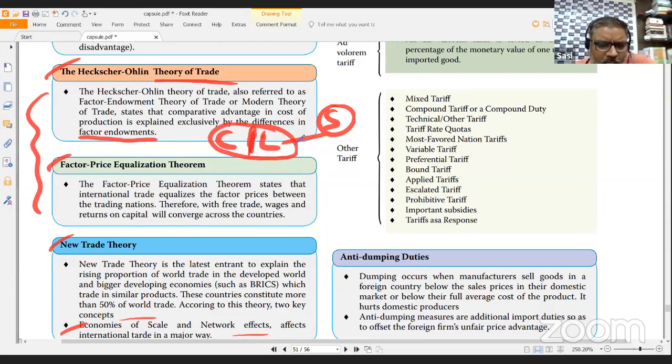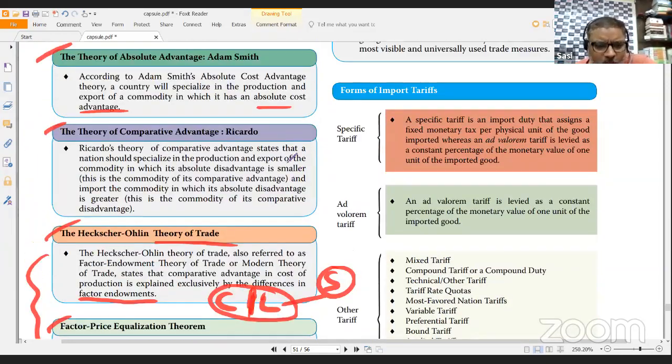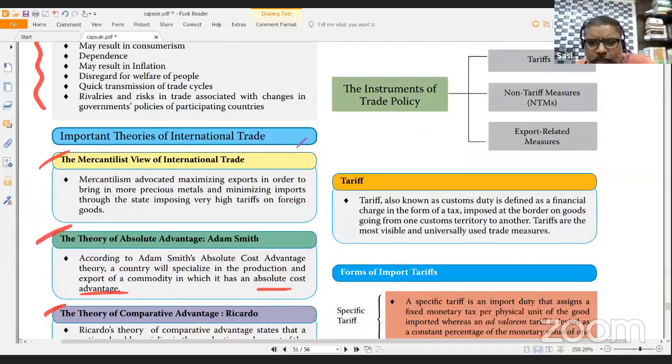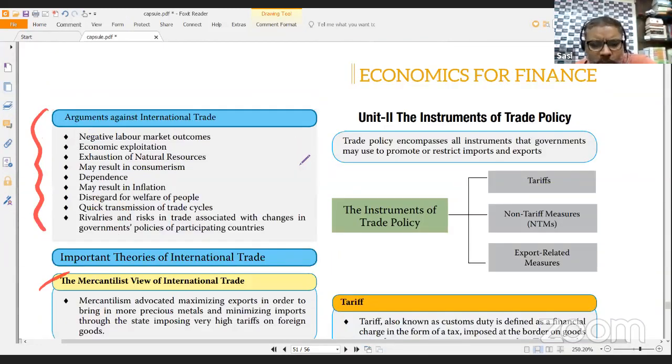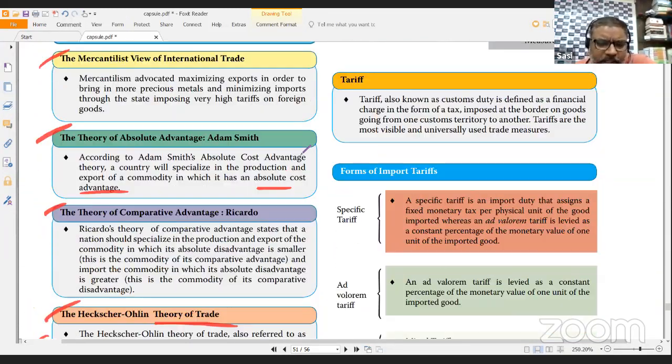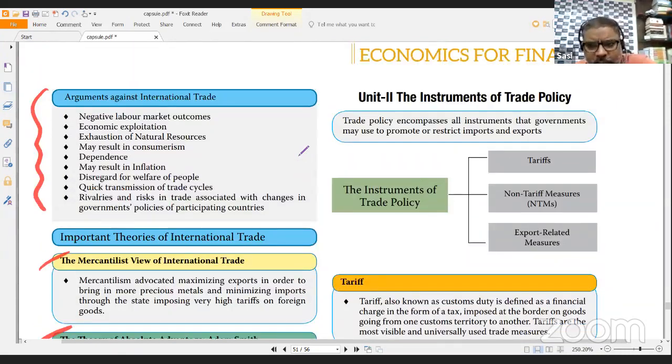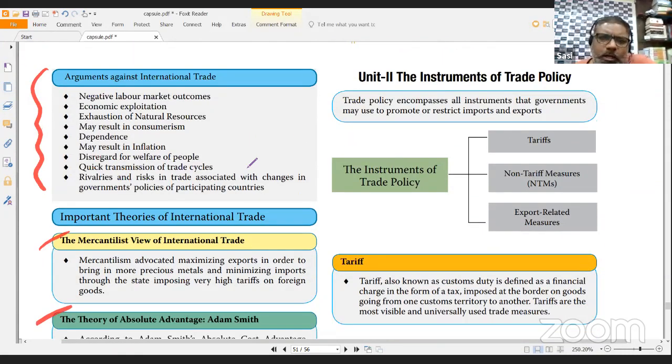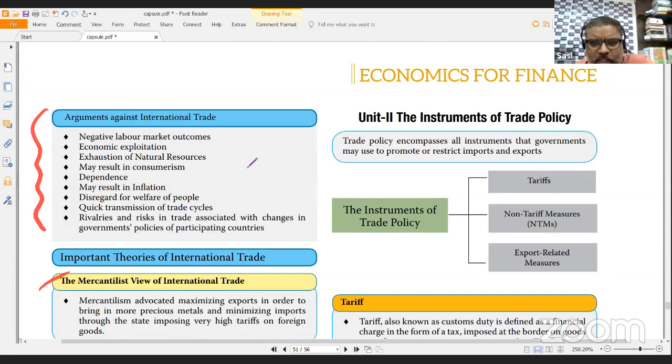China is able to do fantastic international trade only because of economies of scale, because they produce so much at the same time. That much volume we cannot imagine they will produce. So they will be taking advantage of economies of scale. These are the theories of international trade.